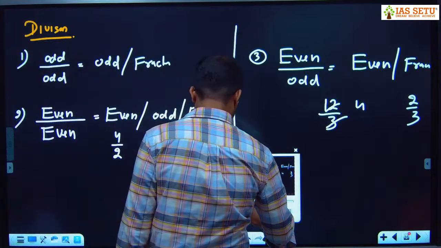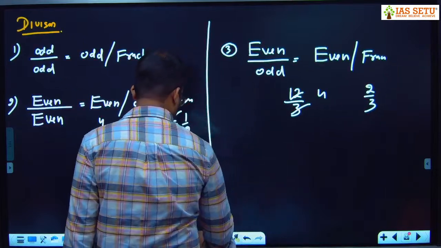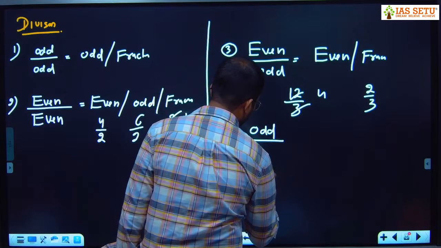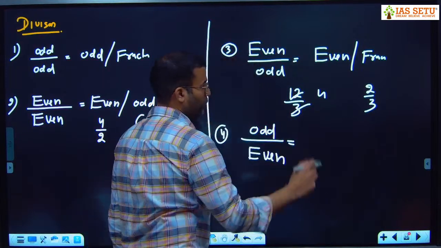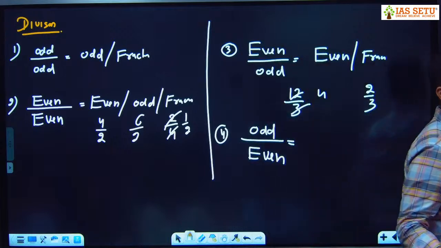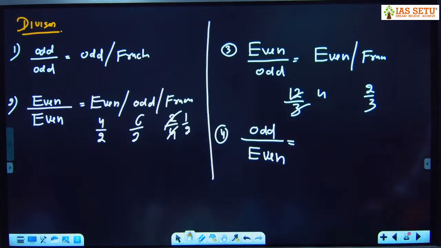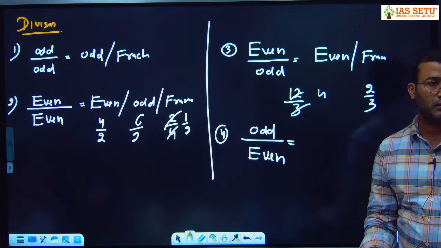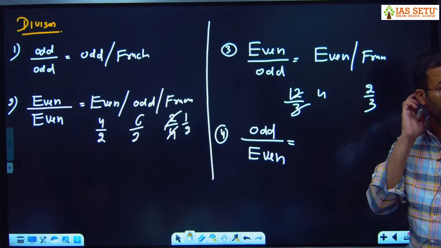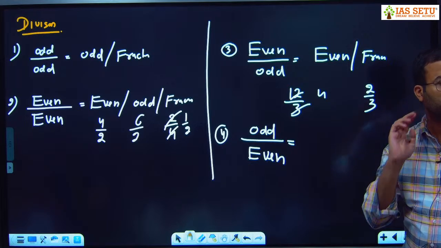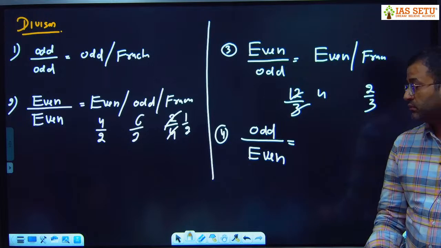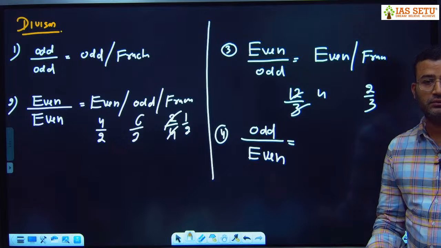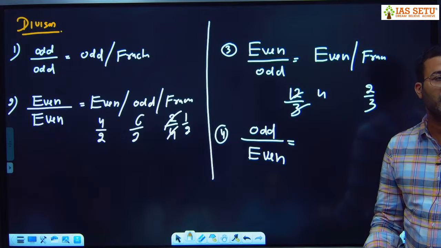Last, not the least, next one. Fourth is odd number divided by even. When an odd number is divided by an even number, what are the possibilities you have? Even. किसने आंसर दिया? Example. मंडे तक का टाइम है.